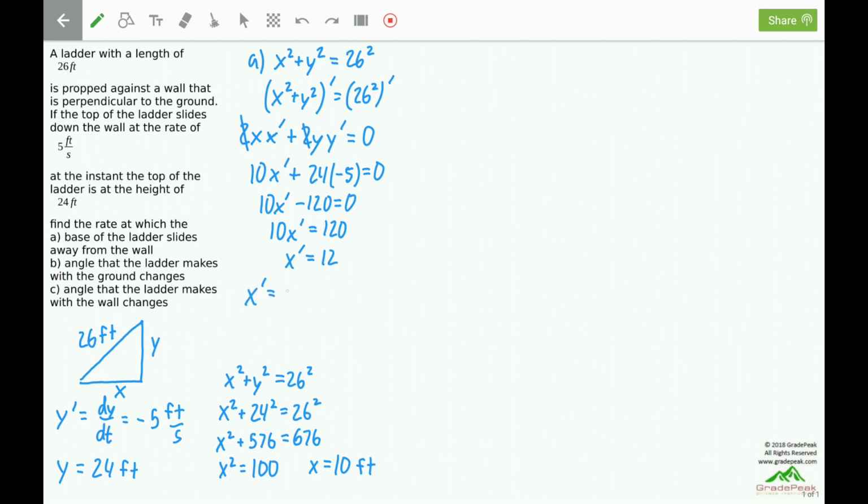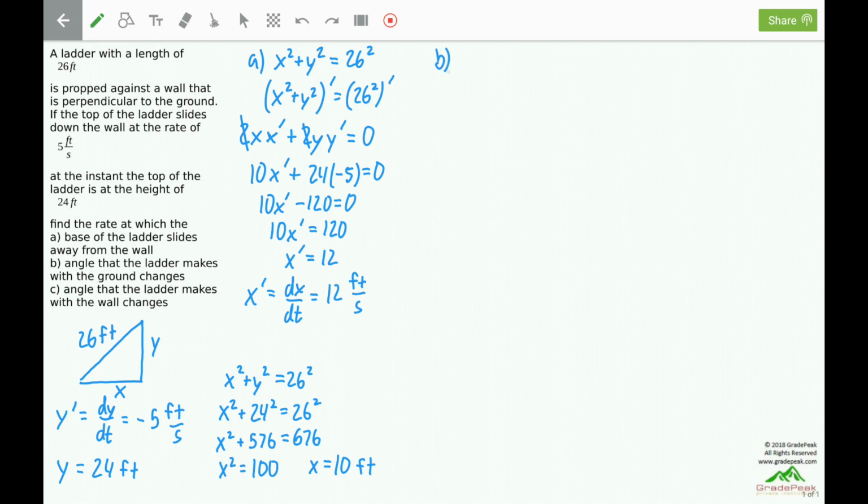X prime, or dx dt, equals 12, and then the units will be the units of x, which is a length, which is in feet in this problem, over dt, which is time, which is in seconds for this problem. So 12 feet per second. It's positive, indicating that x is becoming longer, so the bottom of the ladder is sliding away from the wall.